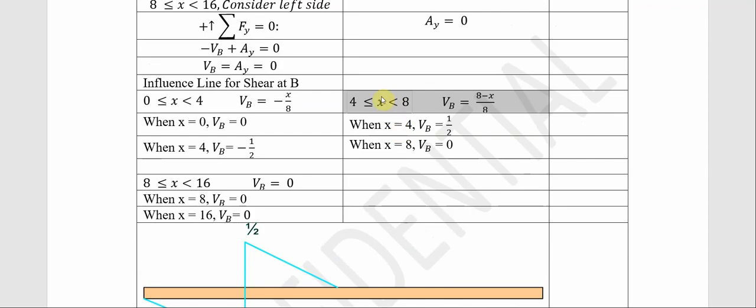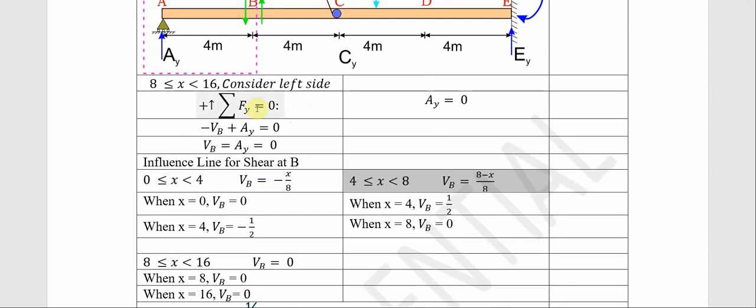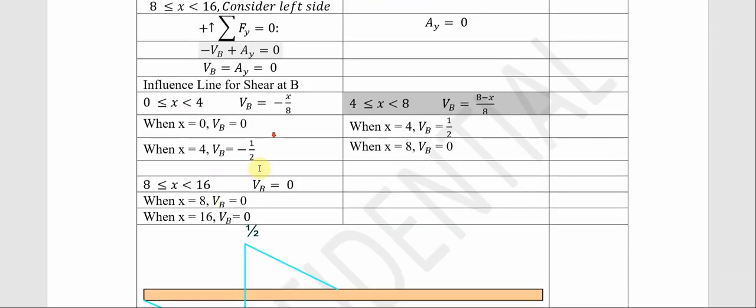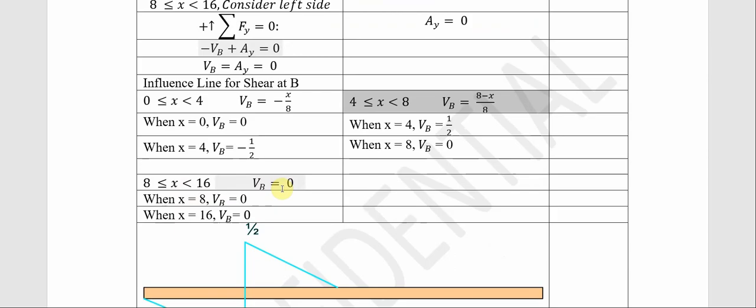Now let us consider the third range, from s equals 8 to 16. What do we have? Our VB equals our AY, and our AY is 0. So VB equals 0. So when s equals 8, it will be 0. At s equals 16, it will also be 0.